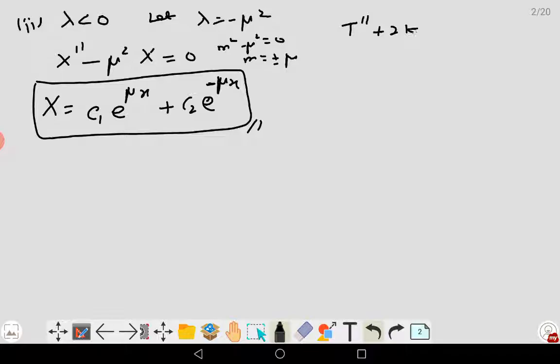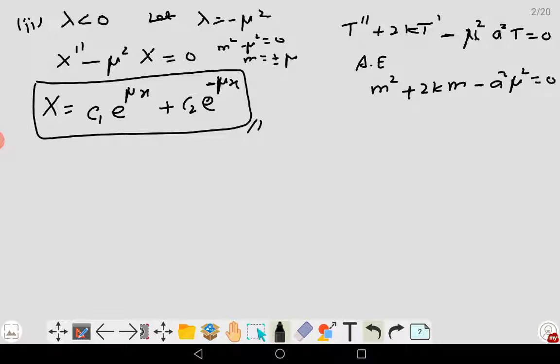T double prime plus 2k t prime minus alpha square mu square t is 0. This is a second order differential equation. So how to find the solution of this one? Assuming the auxiliary equation, what do you get? T double dash can be considered as m square plus 2km, first derivative is m, no t, isn't it? Minus alpha square mu square is 0.